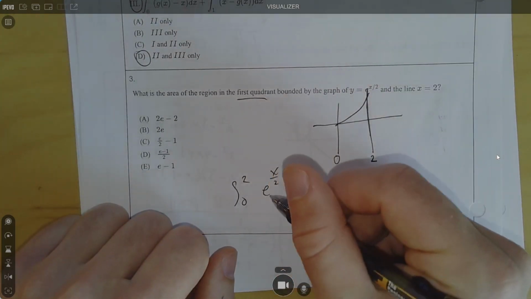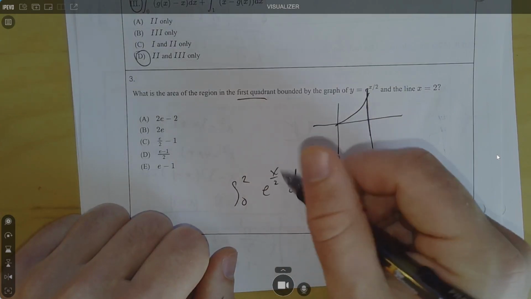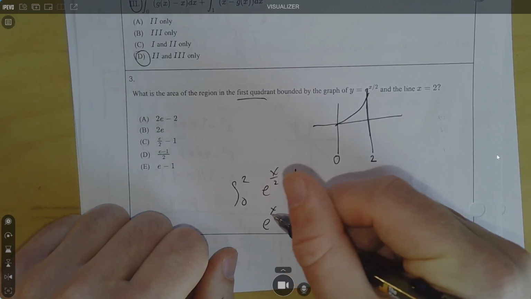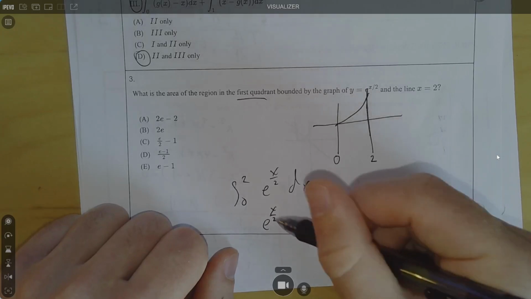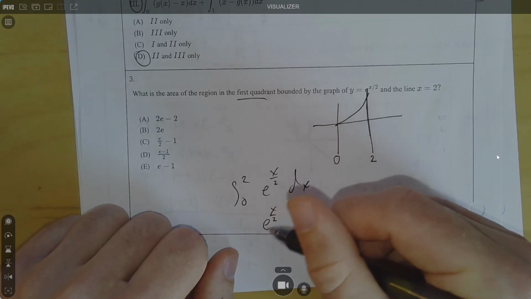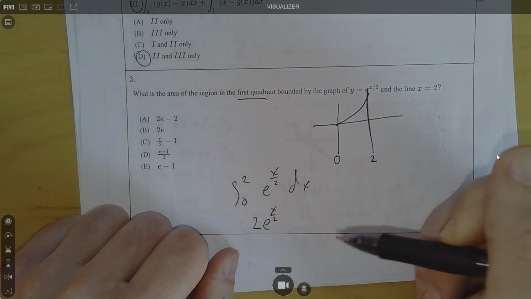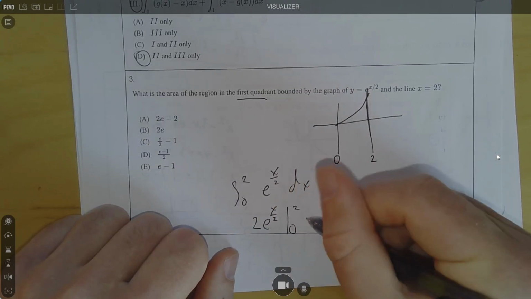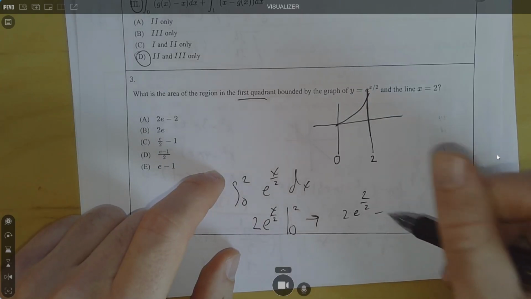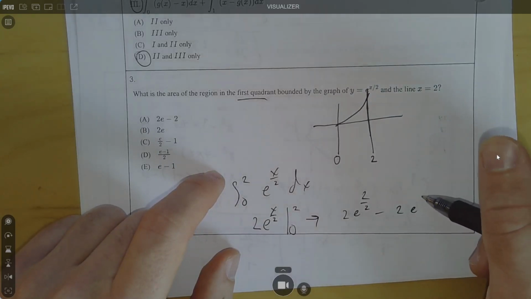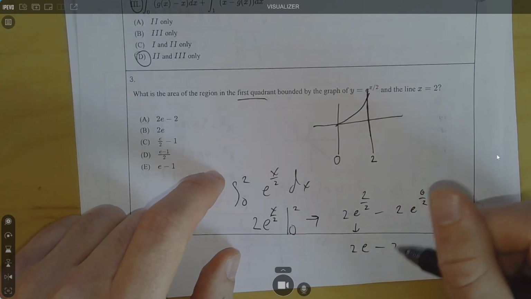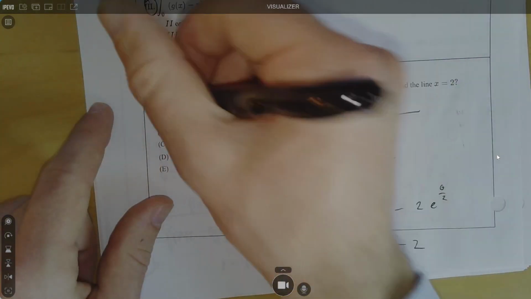So we integrate this via reverse chain rule, right? Whenever you integrate e to the x over 2, it is itself, e to the x over 2. When I differentiate this, I need to get this. Currently, when I differentiate this, I will get 1/2 because I'll get e to the x over 2 times 1/2. So I have to put a 2 in front of it, from 0 to 2. So it's going to be 2e to the 2 over 2 minus 2e to the 0 over 2, which is 2e minus 2. So it's A.